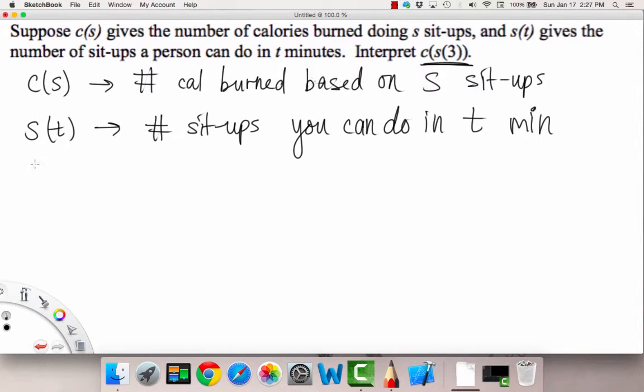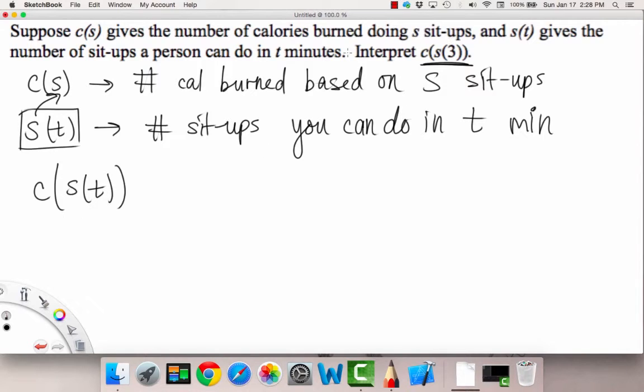Alrighty, so if we were to compose these two, we're just going to bridge the gap with that S there. So we're going to take this function, and whatever the output is, whatever our S turns out to be, the number of sit-ups, we're just going to plug that into the input of our C function. Okay, so the way we're going to compose this one is C of S of T. Okay, so that's what the composition of functions looks like when we compose those two functions there.